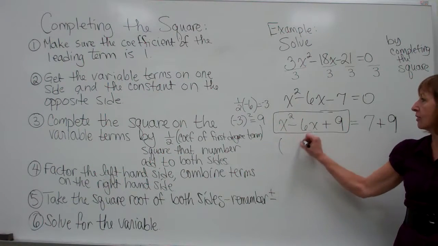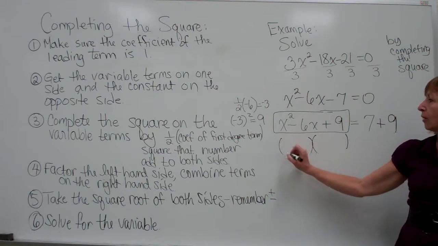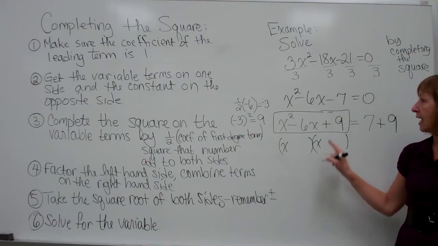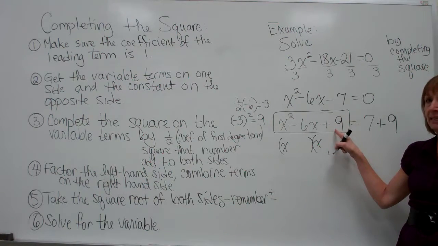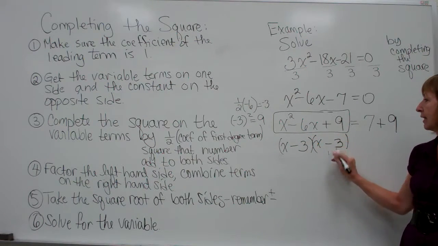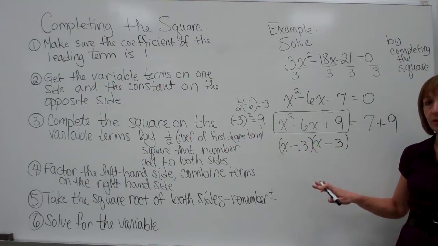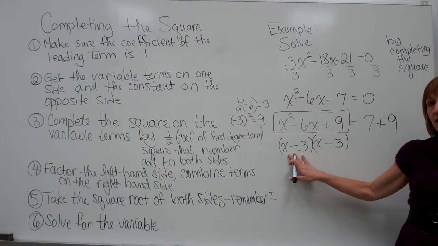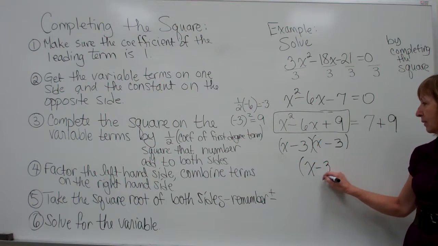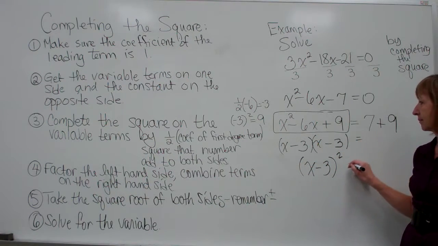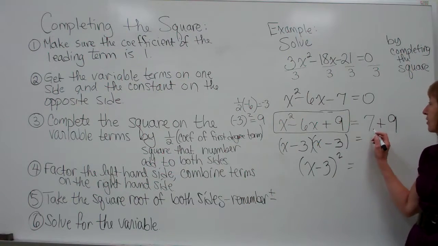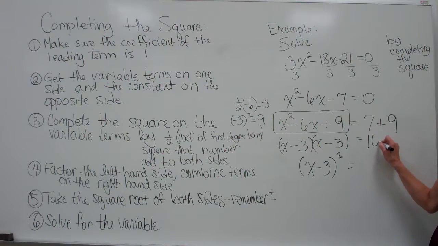This factors as two binomials, where I'm going to need an x in both first spots of my binomials, and the factors of 9 that add to be -6 are -3 and -3. Notice they're identical binomials. So I can write this x minus 3 times x minus 3 as x minus 3 quantity squared. And then on the right-hand side, I just want to combine my terms. So 7 plus 9 is 16.